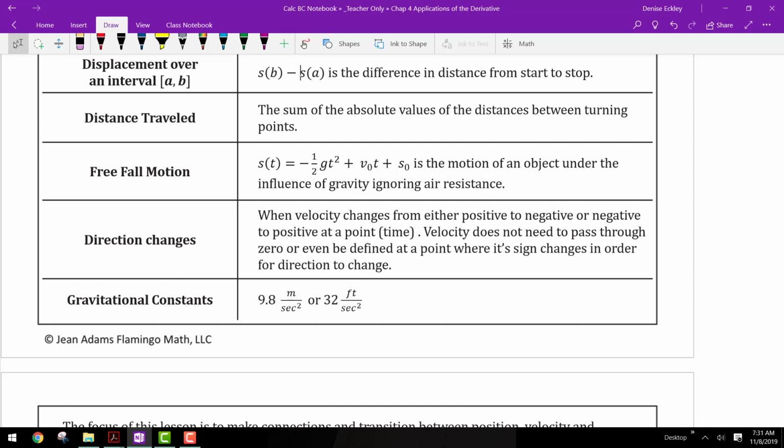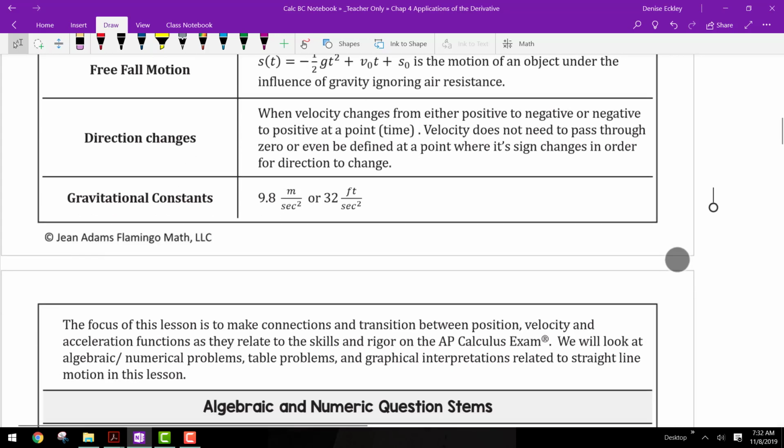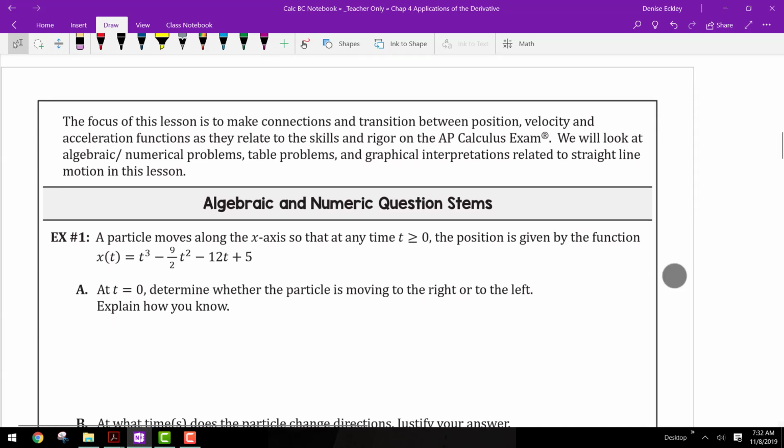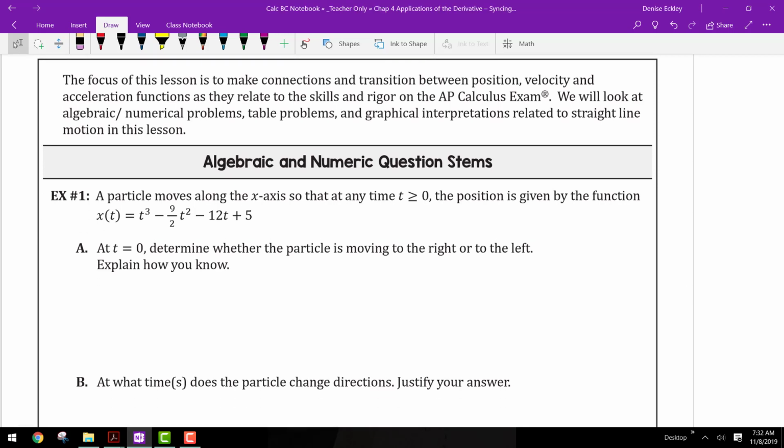And of course, finishing out our review are the two gravitational constants, one in metric and one in our old-fashioned Newtonian units. I can't remember the official name of them. Okay, so what we're going to focus on in this lesson is to make connections between velocity and acceleration functions and as they relate to the skills on the AP exam.